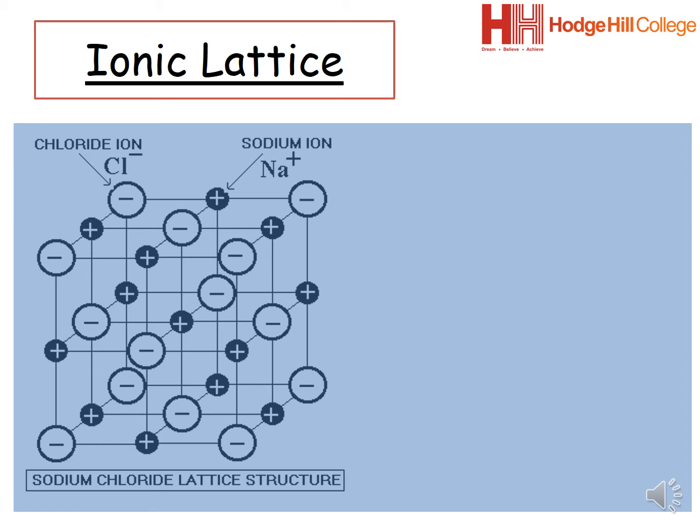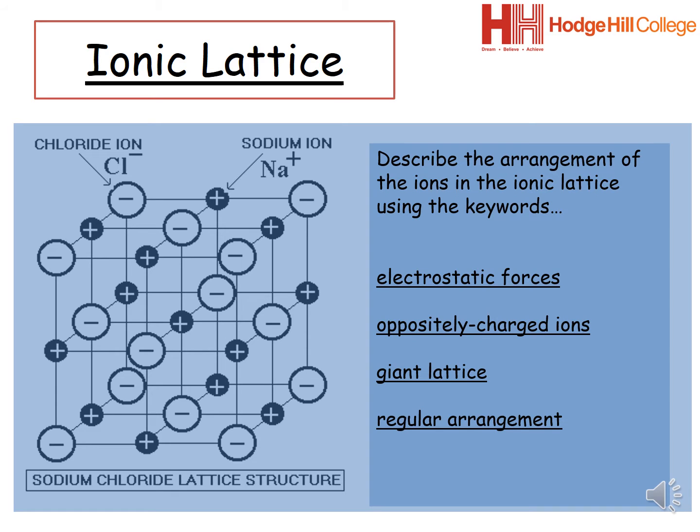Now, ionic compounds are held together by strong electrostatic forces of attraction between oppositely charged ions. We know that opposite charges attract. These forces act in all directions in the lattice, and this is what is called ionic bonding. Now, what I want you to do is get a sheet of paper and have a go at describing the arrangement of the ions in the ionic lattice using the keywords here.